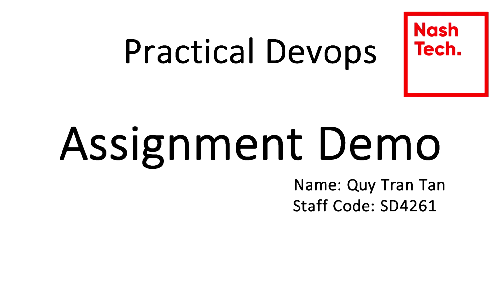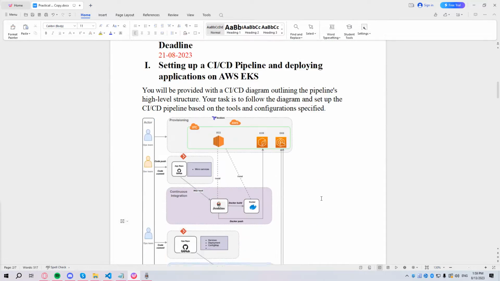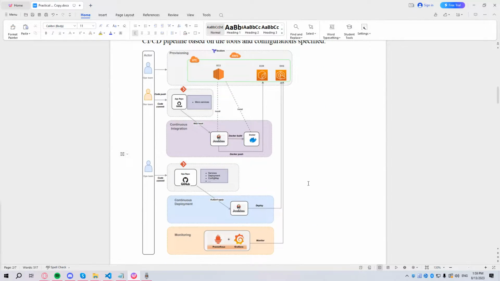Hi everyone. In today's video, I am going to demonstrate the assignment of the practical DevOps program of NashTech Global. In this program, we are going to use the cloud provider AWS, and we have the following technologies, shown in the following architecture.